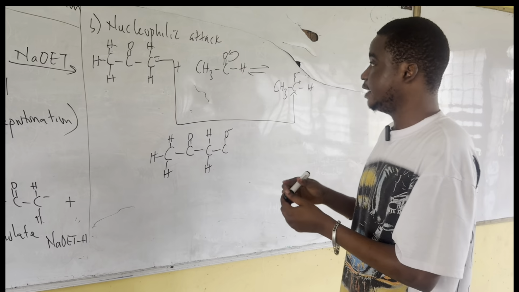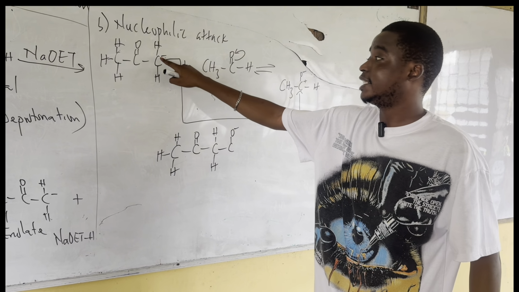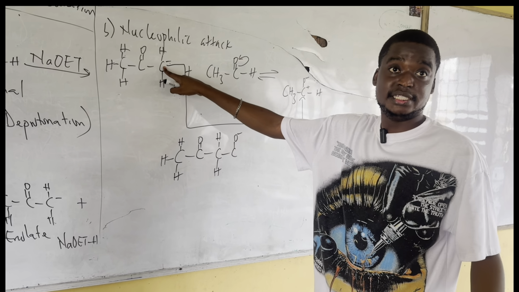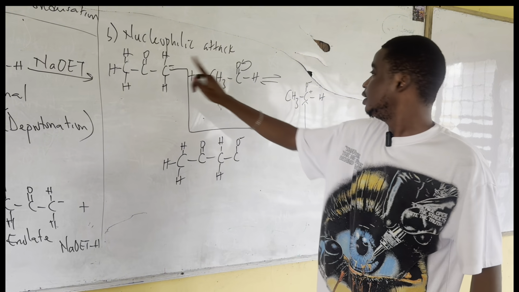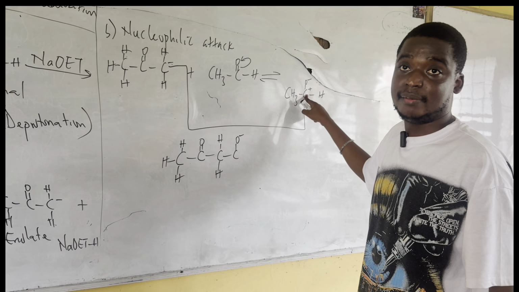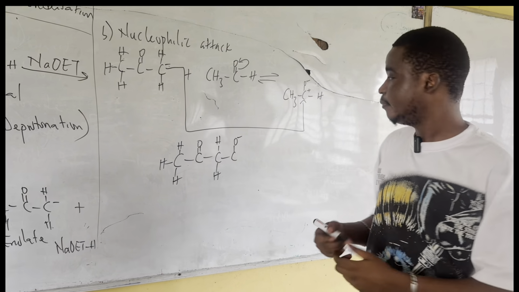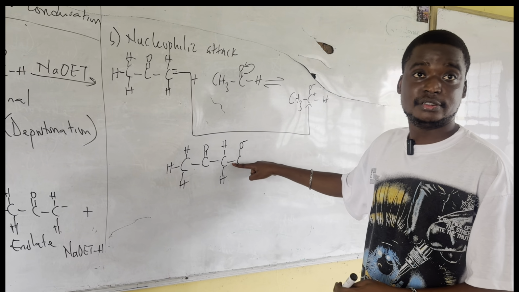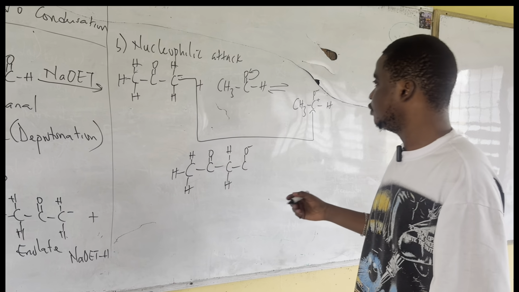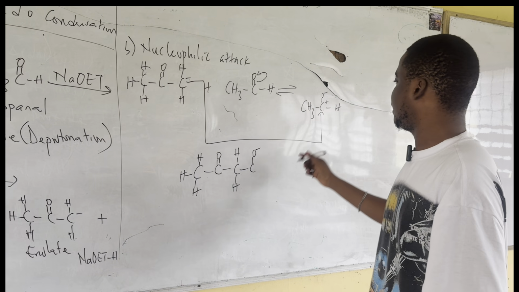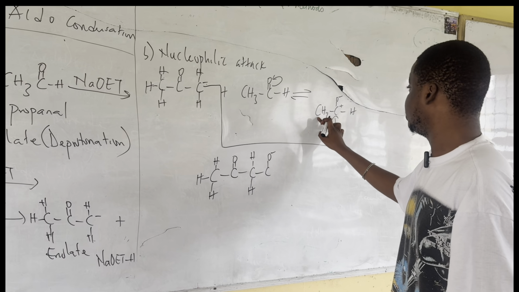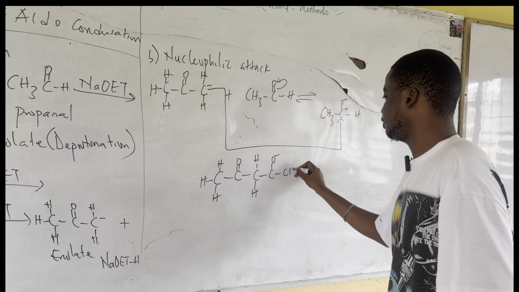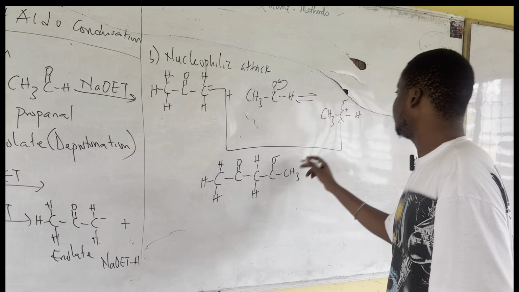Now, once this is negative, by the way, this carbon is acting as a Lewis base. It's donating a pair of electrons. This carbon is acting as a Lewis acid, accepting a pair of electrons. Once it accepts that, a bond will be formed there, a coordinate covalent bond. So it's going to give you this, and then this carbon is attached to CH3. So we have CH3, and then it has H at the end. Remember, in organic chemistry, there is no order.